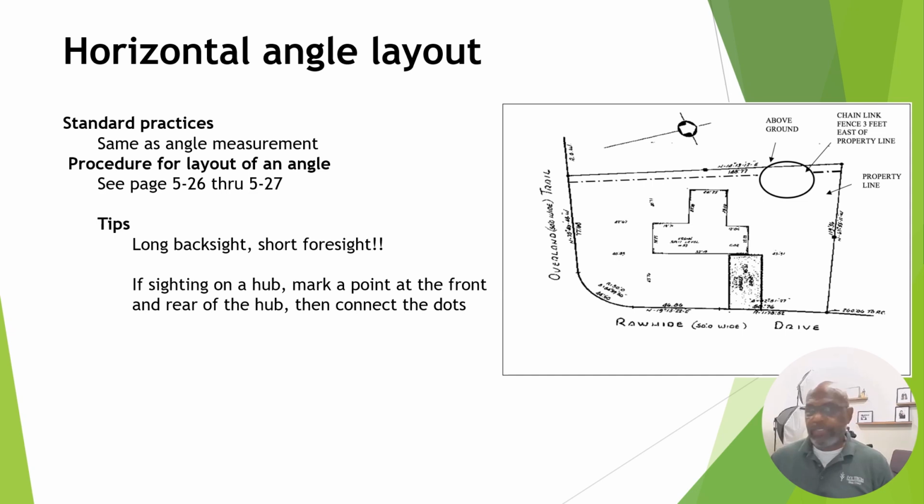So standard practices, and we covered a lot of these already, but again, communication is big. We must be able to communicate, confirming your backsite. And let me just talk about backsite. Backsite is the single greatest mistake in angle layout, is using the wrong backsite to measure the angle from.